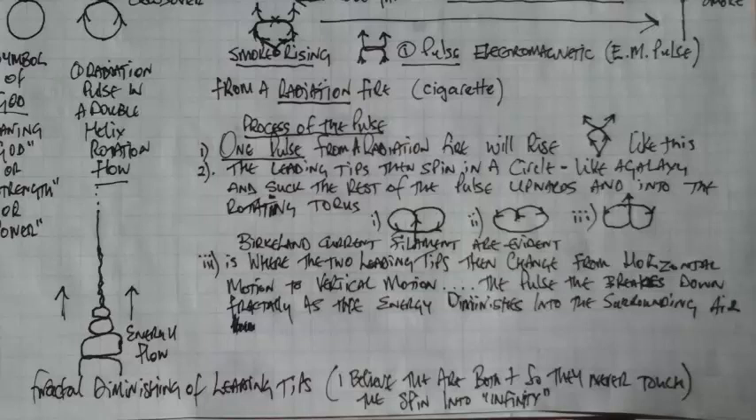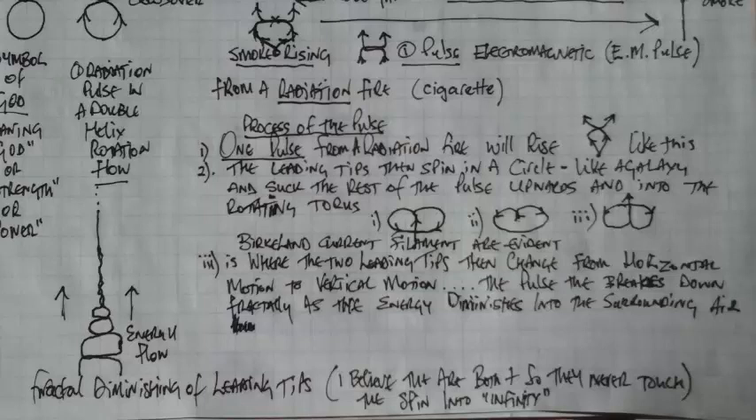And basically that's my explanation for why the double slit experiment changes from a horizontal motion to a vertical motion, because it's two waves, and when the opposite rotations crash into each other, they go into a flat spin which changes from horizontal to vertical. And then finally, that's what happens to a fractal diminishing of the leading tips of any energy flow.